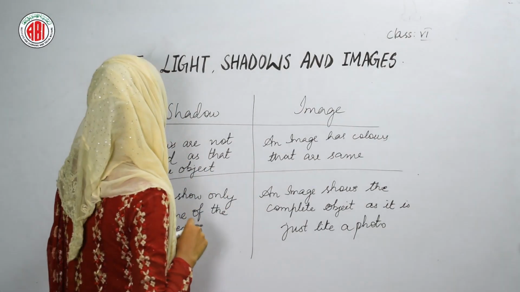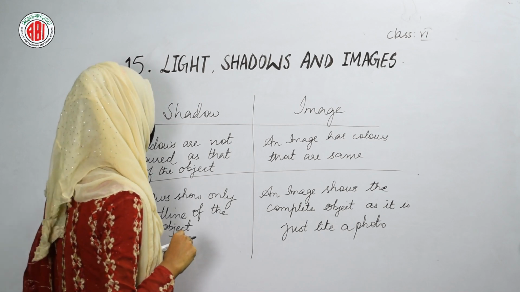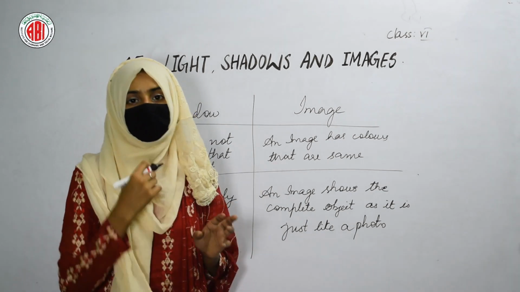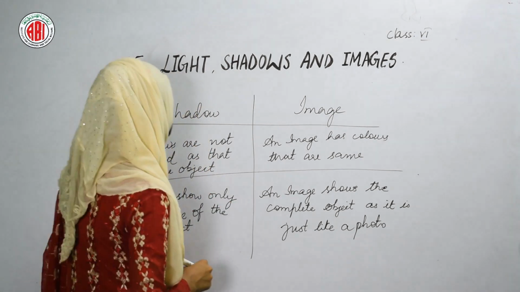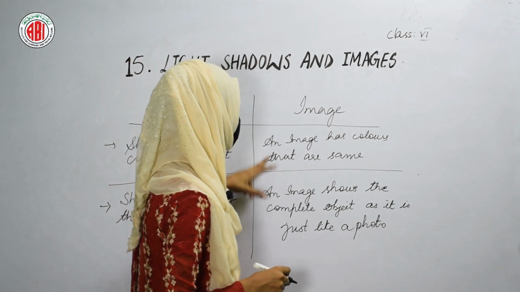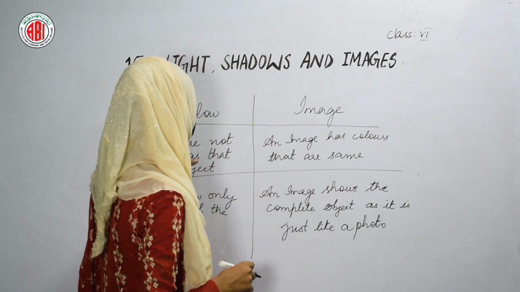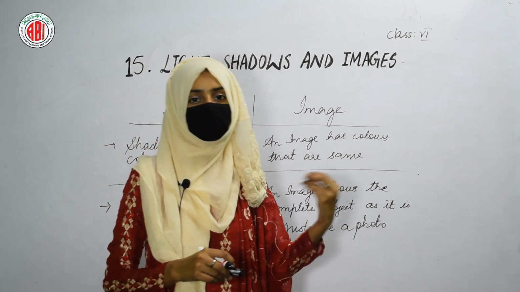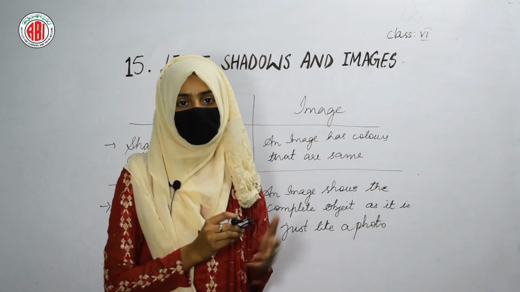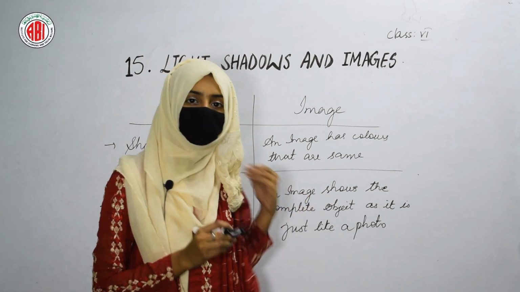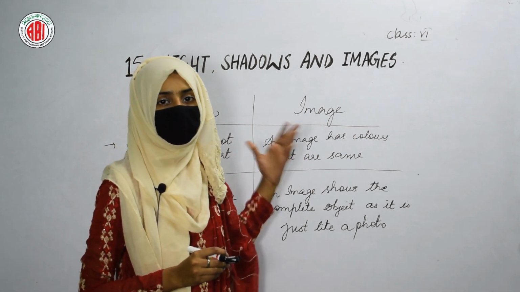Now let us see the differences between shadows and images. When we talk about shadows, they are not colored as that of the object. If the object is a colored one, then the shadow of that object will not be colored. It will always be colorless. An image of that object has the same colors. So the difference is that shadows are colorless, while an image will have color as that of the object. For example, if the object that is kept is red in color, then the image of that object will also be red in color. In such a way, an image has colors that are the same as that of the object.